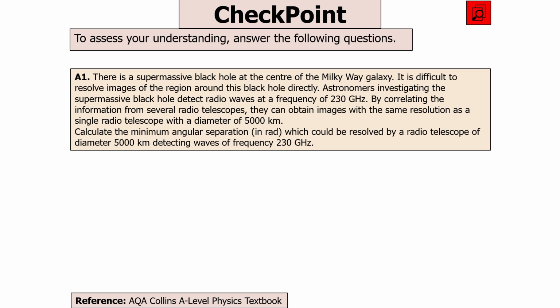It is difficult to resolve images of the region around this black hole directly. Astronomers investigating the supermassive black hole detect radio waves at a frequency of 230 GHz. By correlating the information from several radio telescopes, they can obtain images with the same resolution as a single radio telescope with a diameter of 5,000 kilometers. So calculate the minimum angular separation which could be resolved by a radio telescope of diameter 5,000 kilometers detecting waves of frequency 230 GHz. So pause the video now, then unpause the video when you want to go through your answer.